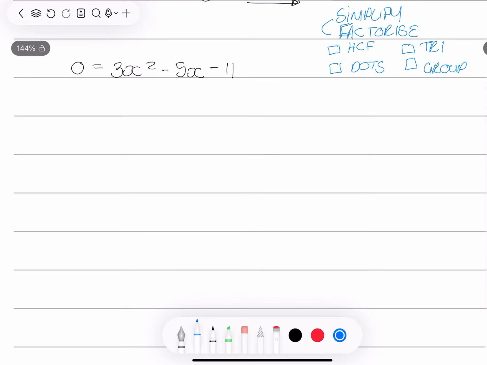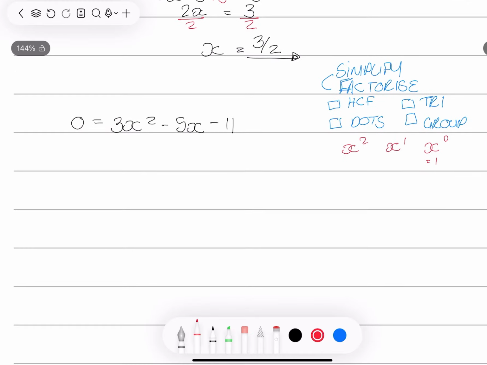However, we see that we have three different degrees of x. We have x squared, x to the 1, and obviously x to the 0, which we know equals 1, and that's our number value that's attached to the 11. But we have three different degrees of x. So we definitely can't just move it over to the other side or take out a highest common factor, because the degree of x, not the value, is not the same.